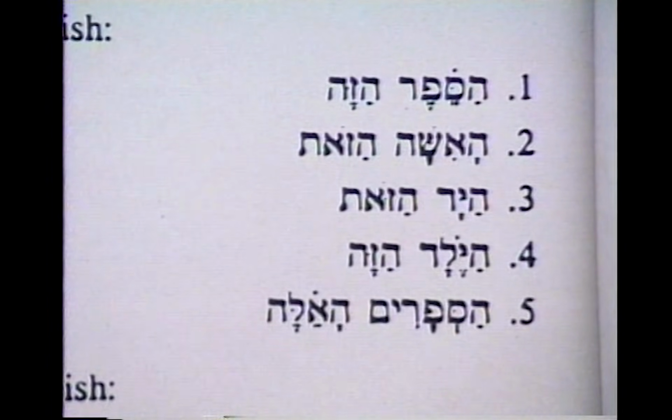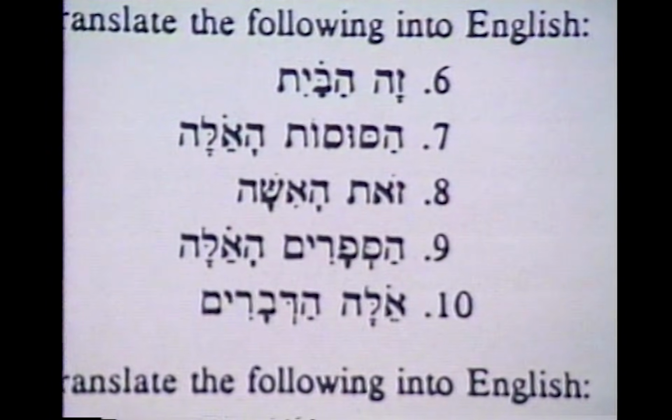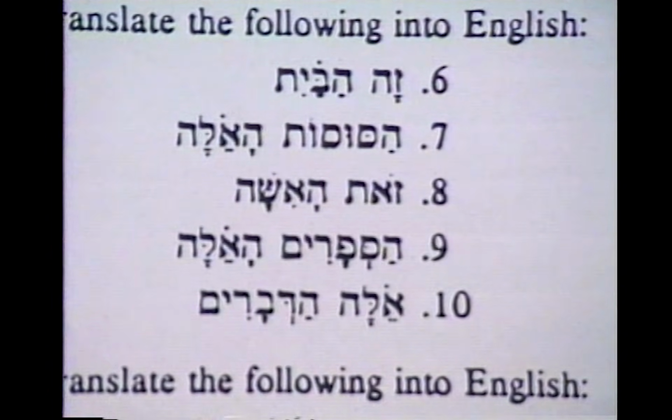Number 3, hayad hazot, this hand. Number 5, ha-seferim ha'ele, these books. Number 7, ha-susot ha'ele, would be these horses. Number 9, ha-seferim ha'ele, that would be these books.